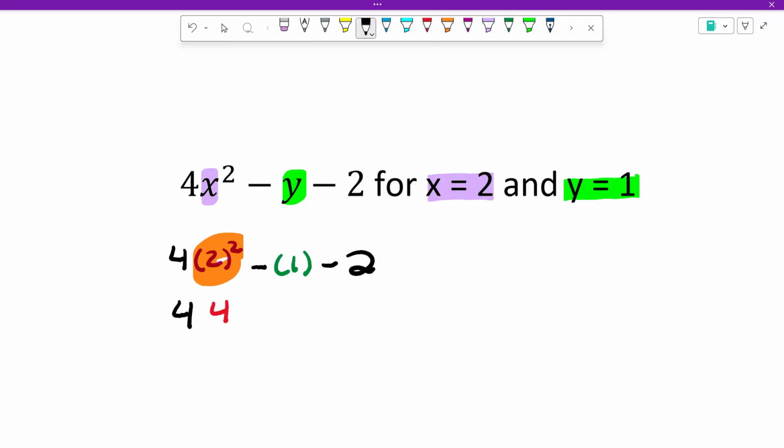Remember, this is 4 times 4, right? Not 44. Carry down the hidden multiplication. We're going to get this down to a single number before we move on to the other parts. 4 times 4 is 16.